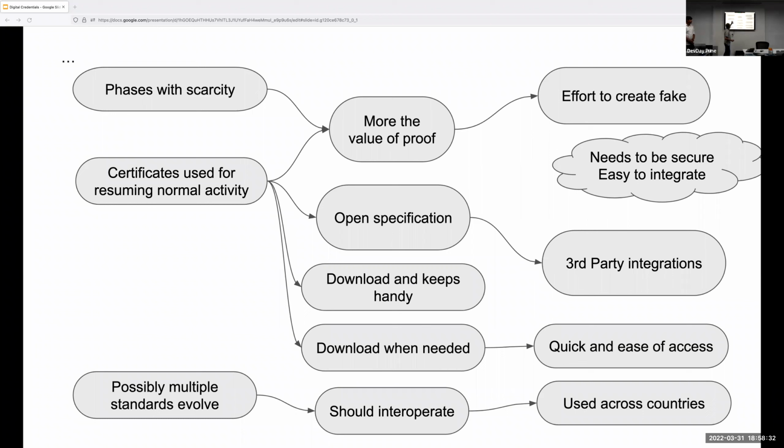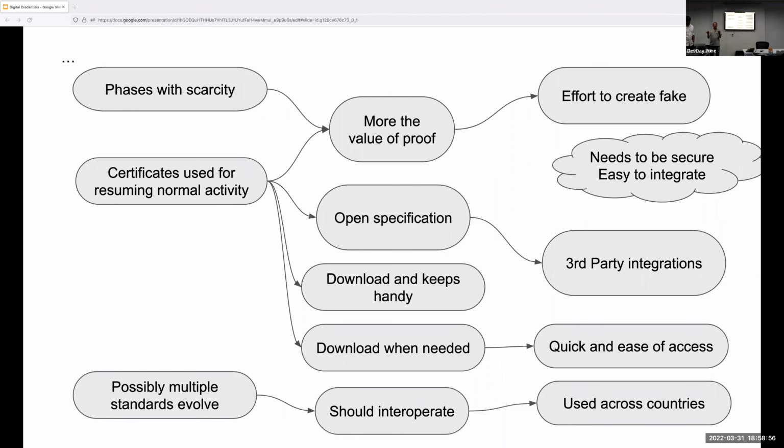So, what can happen if this is true and that is true? People can download and keep the certificate with them, and then show it whenever needed. Or maybe they might download it whenever it is needed, if it is quickly available. So with that model, there are two characteristics that we are looking for.